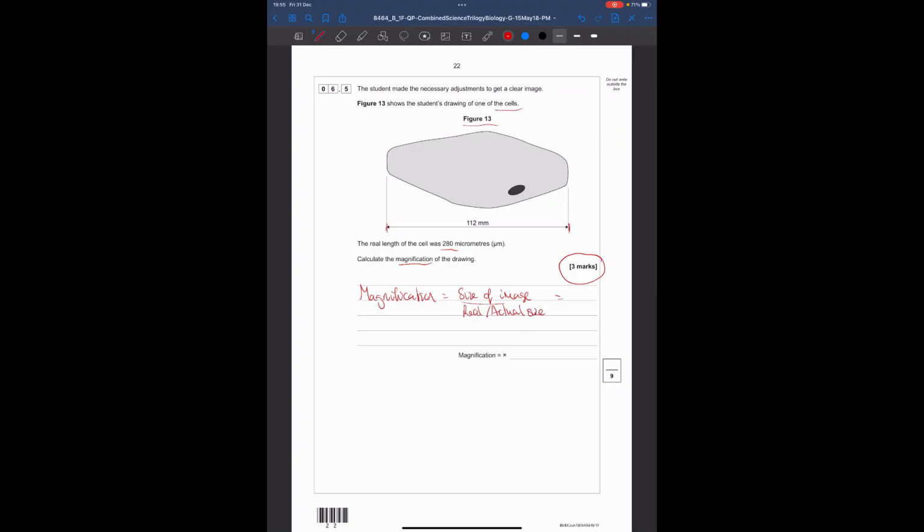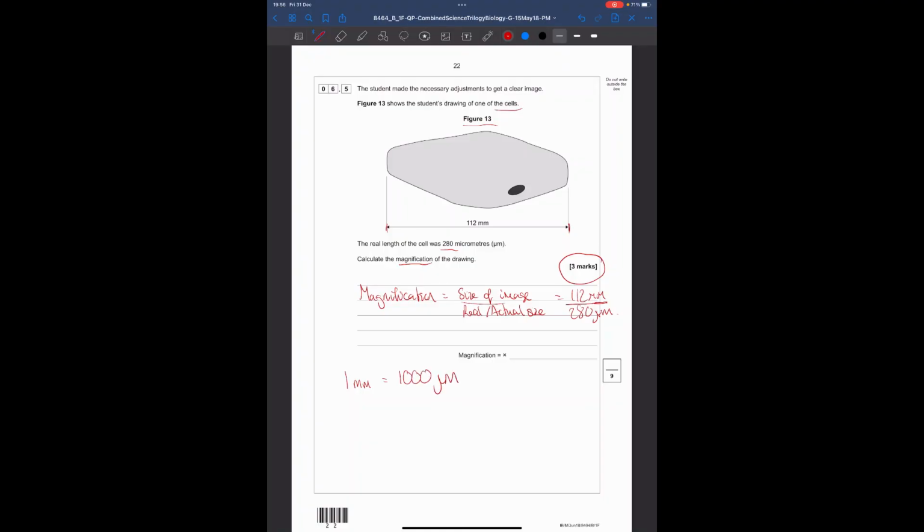So we know from our image that it is 112 millimeters, and we've been told that the real length of the cell is 280 micrometers. Now we can't just divide it because these are in different units. We'll need to convert one of them to be the same as the other. Now 1 millimeter is the same as 1000 micrometers.